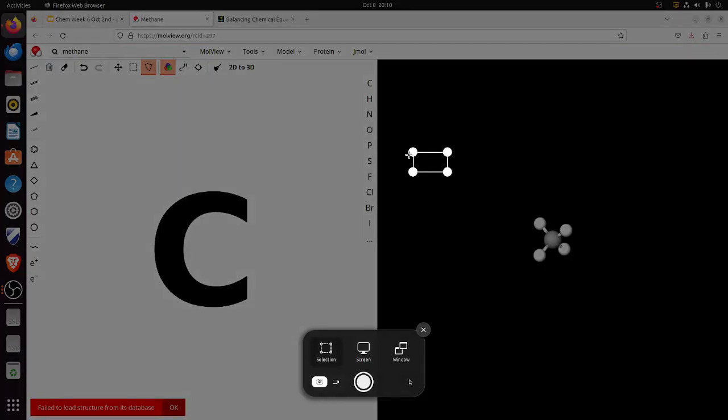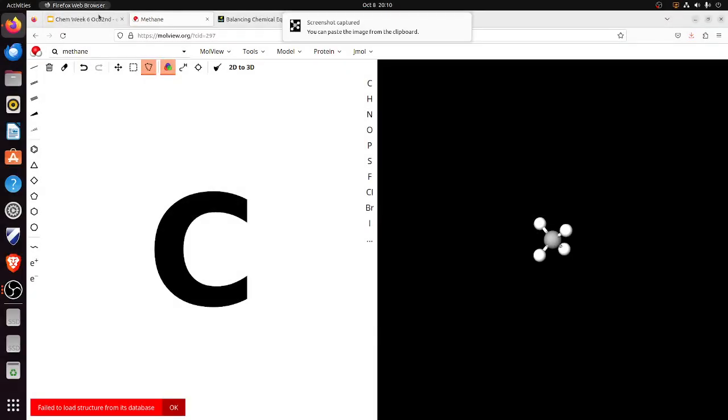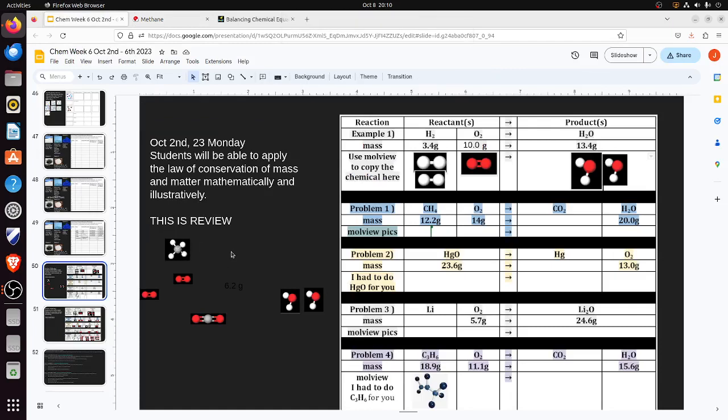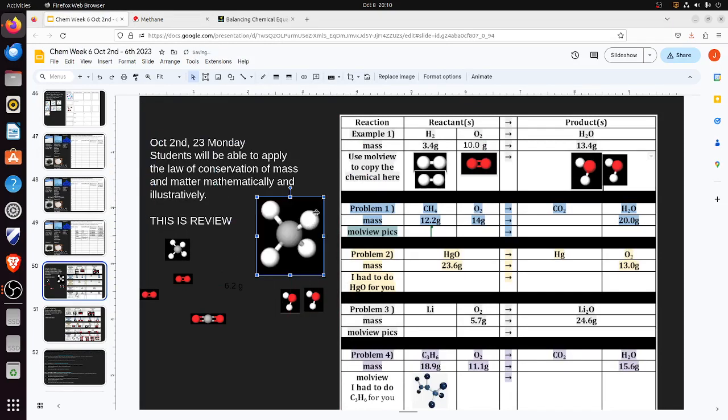So I'm going to go ahead and copy that. That's one of the chemicals that we need. And go back to your screen. I had already copied this from another earlier video I tried to make but failed at making. And shrink that guy down so it fits. And there we go. There's our methane, CH4.